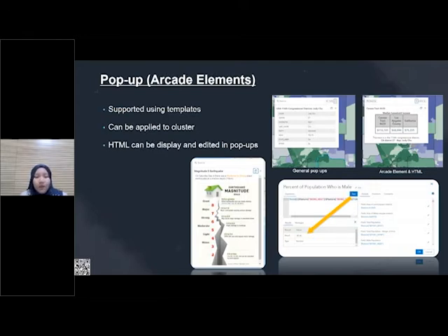In the meantime, as you can see in the picture here, the general pop-up will show as a list. And at the right side, if you have the arcade element and also the HTML, you can add a table, text, an image, or a banner to make your pop-up more valuable and more informative. Later, we will see in the demo how I did this arcade element.